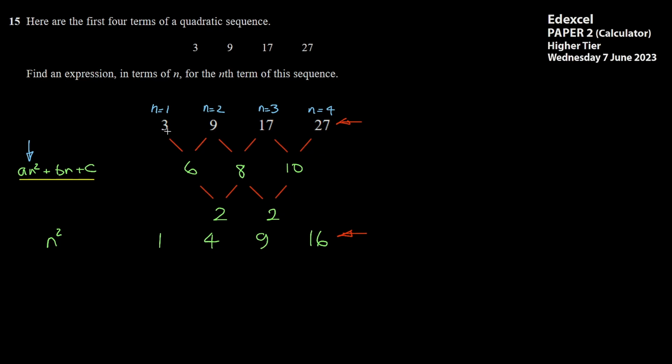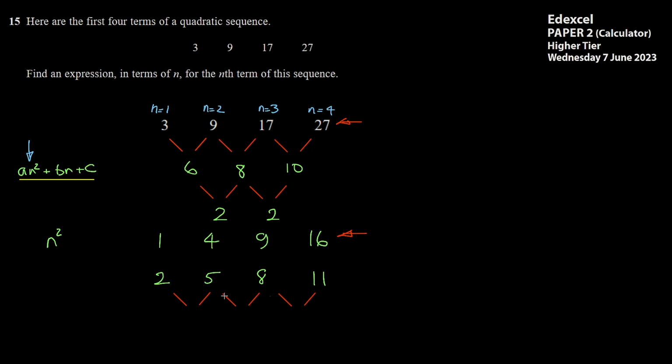And what do I get? 3 take away 1, 2. 9 take away 4, 5. 17 take away 9, 8. 27 take away 16, 11. We've got a linear sequence now because we're looking for a solution which looks like bn plus c.